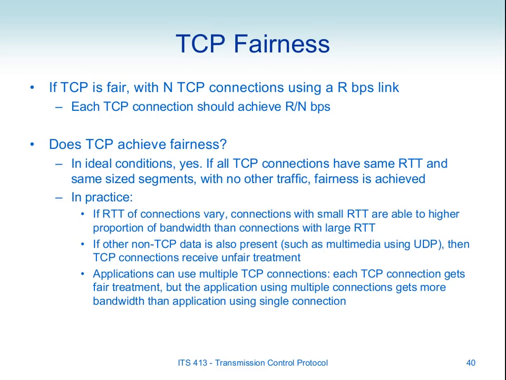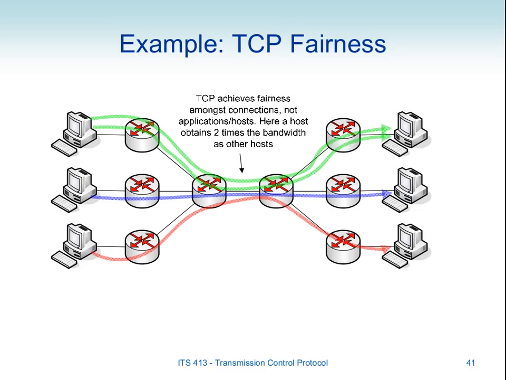And importantly, TCP is fair amongst connections only. If there are applications using multiple TCP connections, then although it's fair amongst connections, it's not fair amongst the applications. And a simple example. I'm using this computer. I run an application that opens two TCP connections at the same time to the server on this computer. So my application is designed to use not just a single connection, but two connections, the two green ones. And because TCP is fair amongst connections, of these four connections sharing this bottleneck link, each of them get about a quarter of capacity.